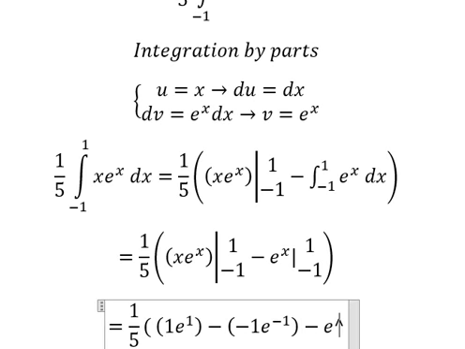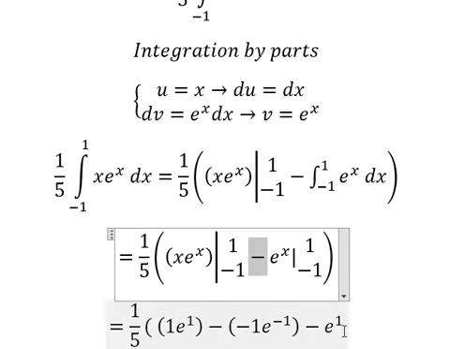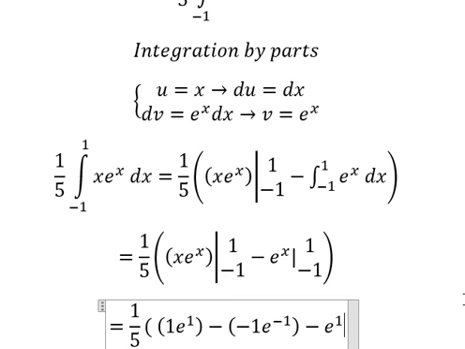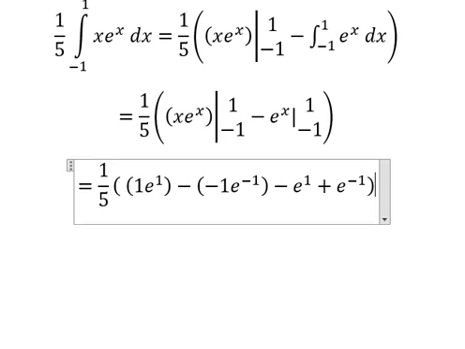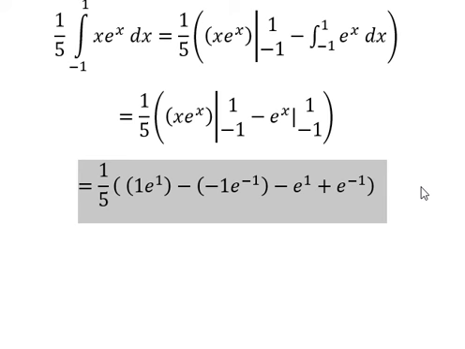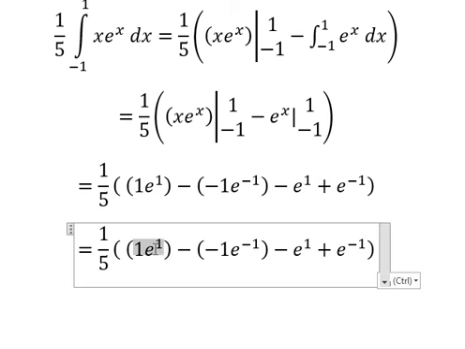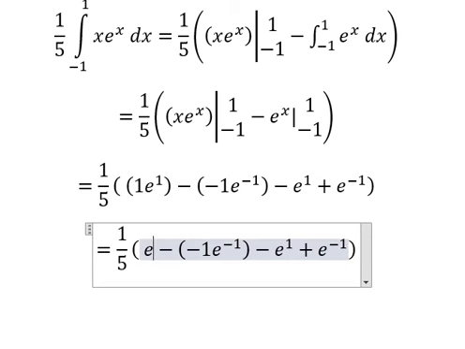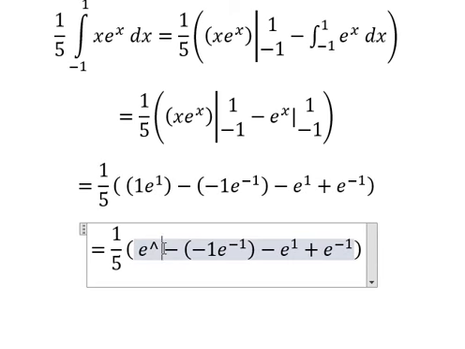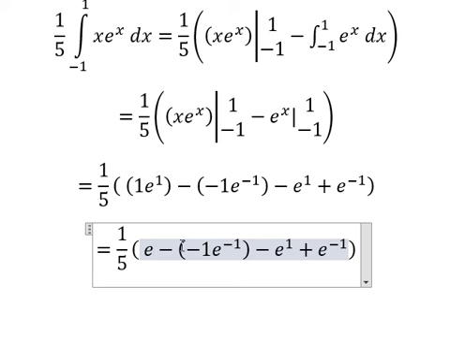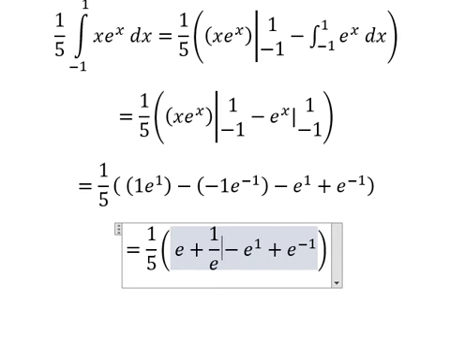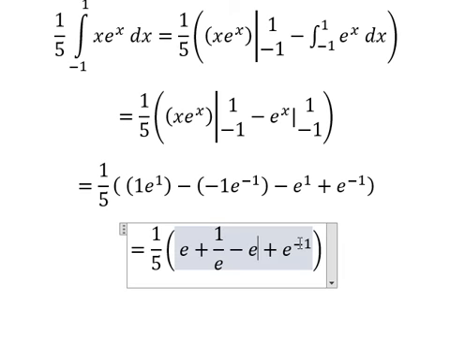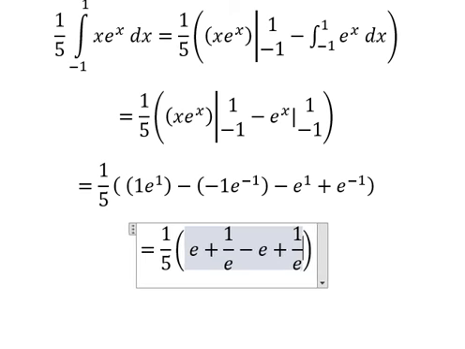Similar for the next one. Because we have a negative sign here, negative with negative in the bottom, you get positive. Now we need to simplify. This one we have e to the power of number 1, so we can write e. Negative, negative, you get positive. This one you get e, this one you get 1 over e.